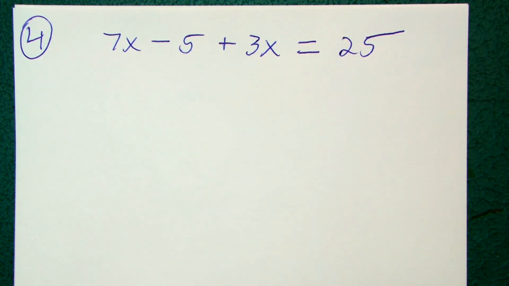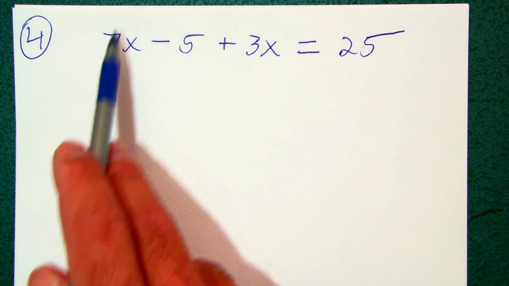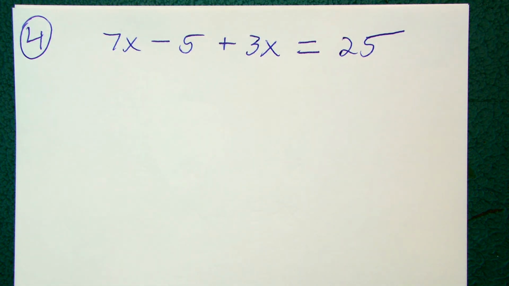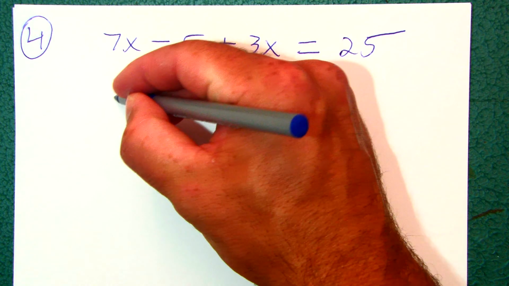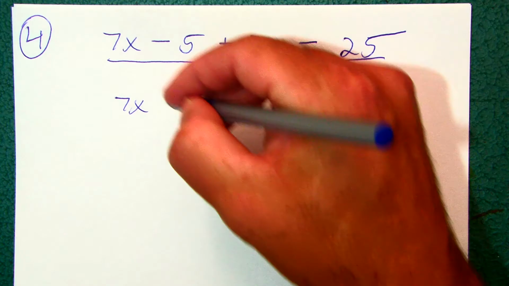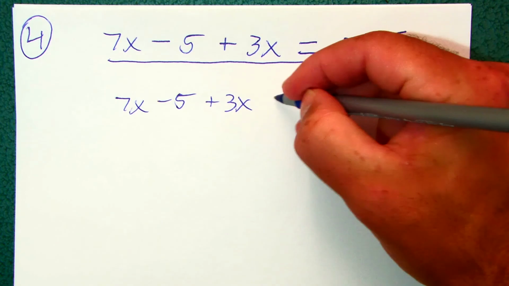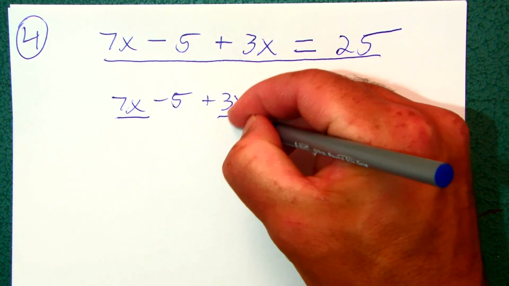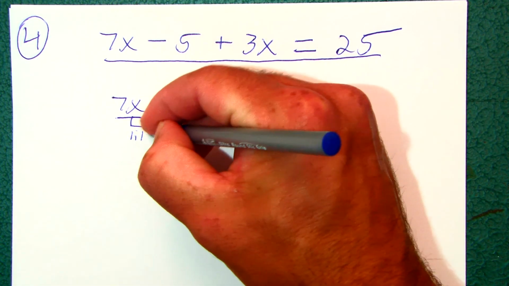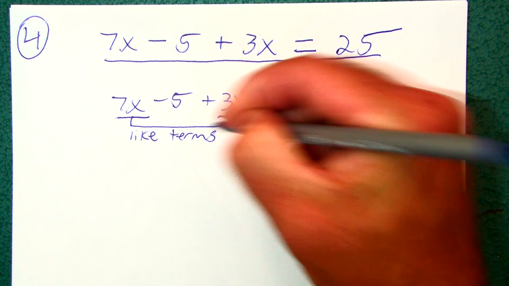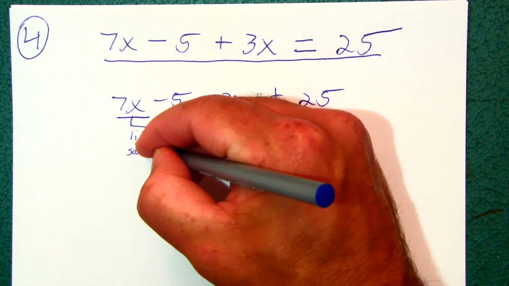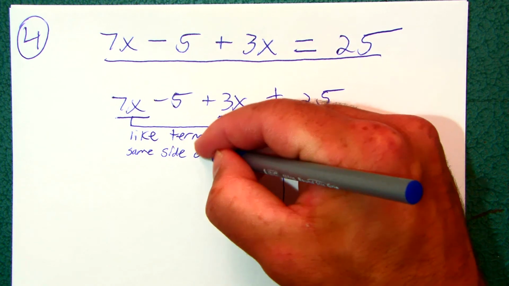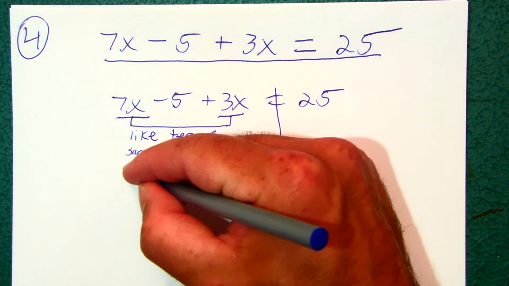All right, so we got 7x minus 5 plus 3x equals 25. All right, so hopefully the thing that stands out to you here is that I have a 7x and a 3x, both on the left side of the equal sign. So again, put a line through that equal sign. So again, these are like terms. They're on the same side of the equal sign. So we are going to do the same operation.